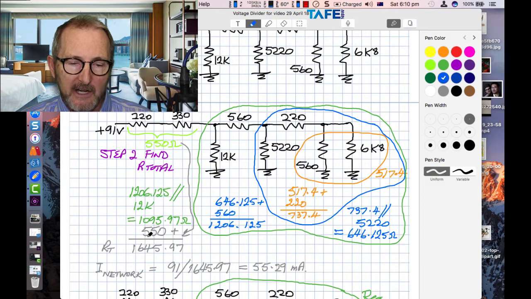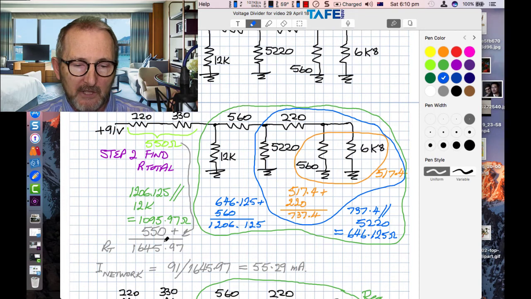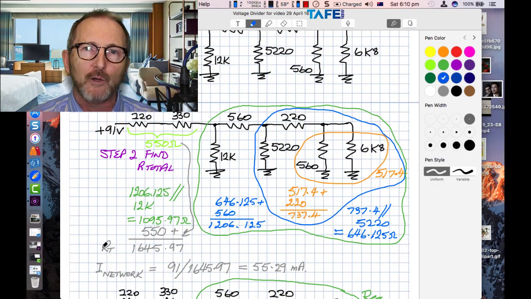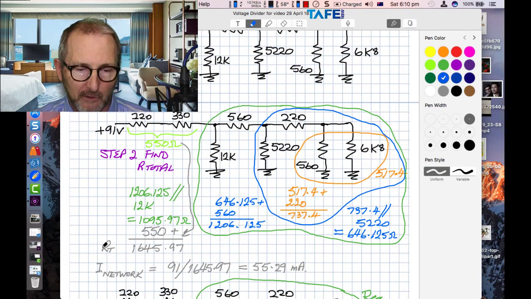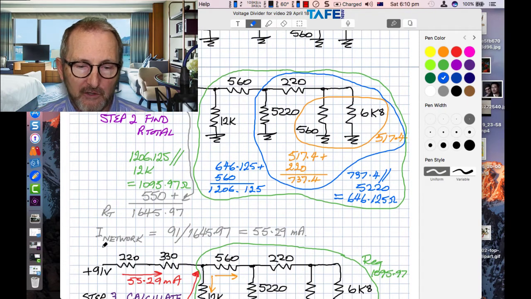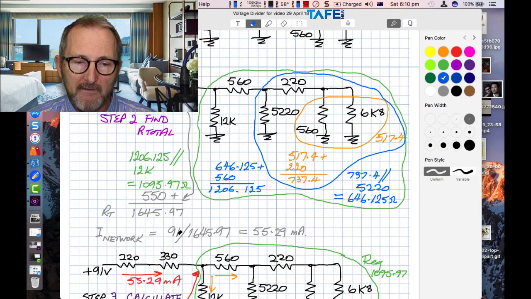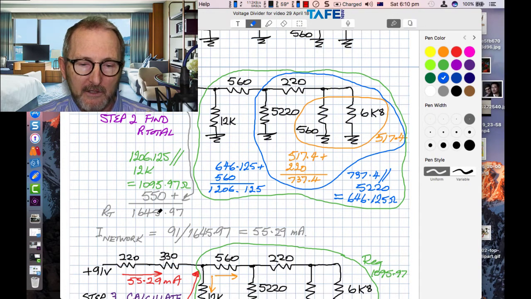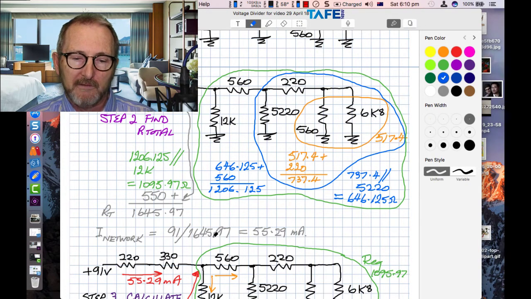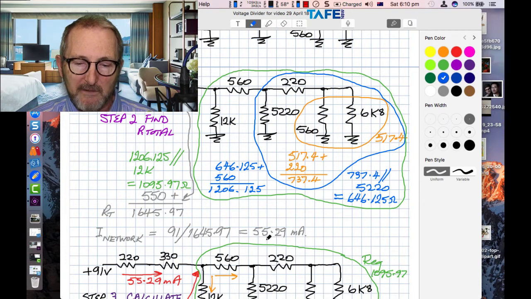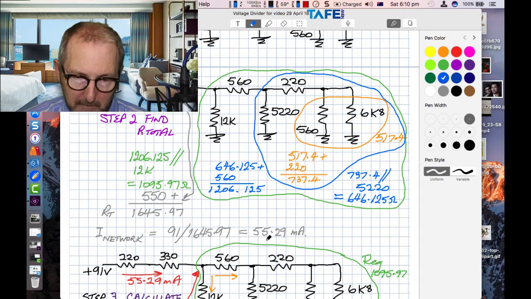You can see I've added it here. I've done it in grey colour to get 1645.97. That is my total resistance coming into our circuit. So the total network resistance there is 1645.97, the applied voltage is 91 volts, and I equals V on R, so 91 volts divided by 1645.97 gives me 55.29 milliamps.